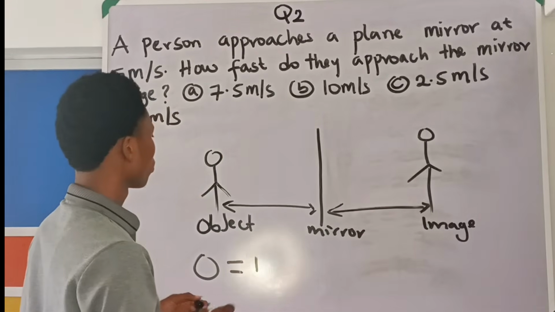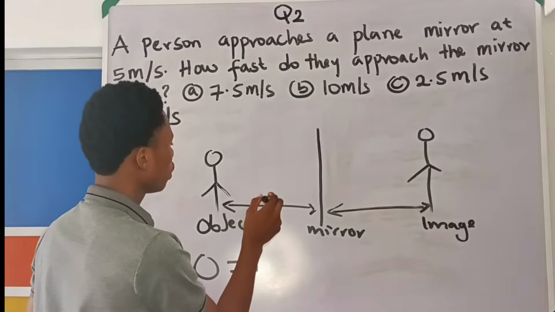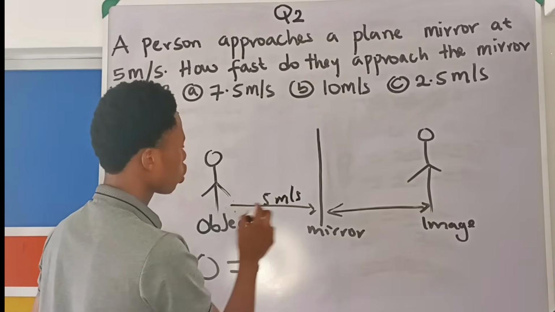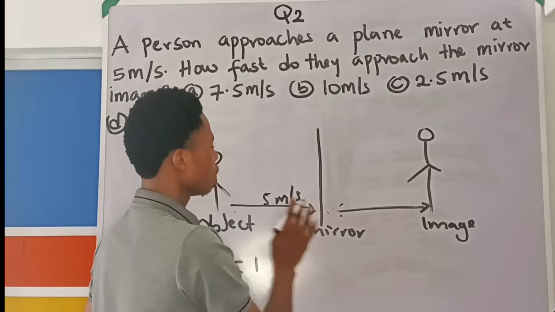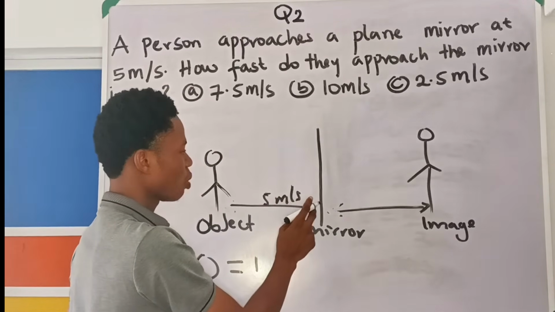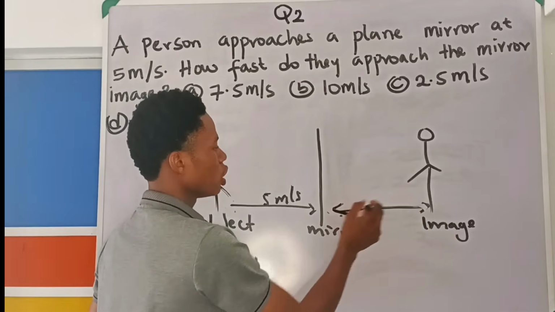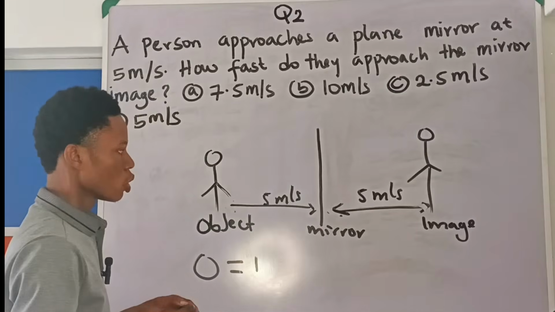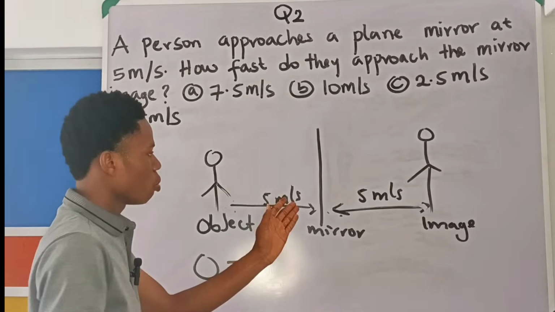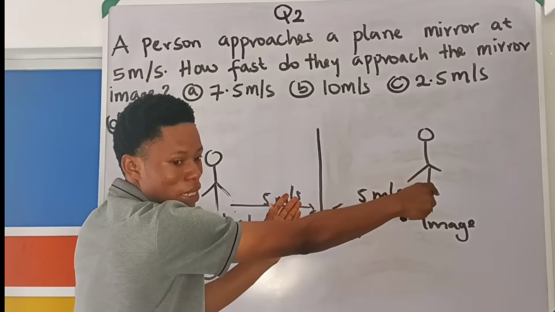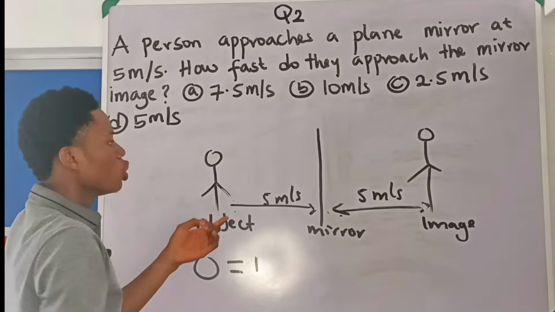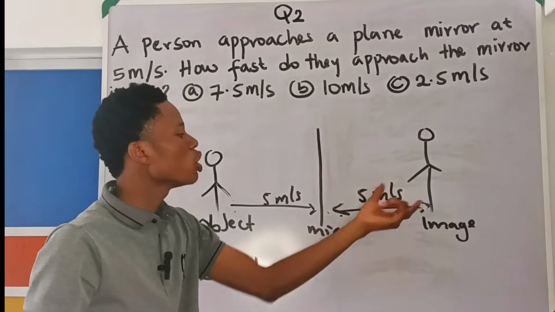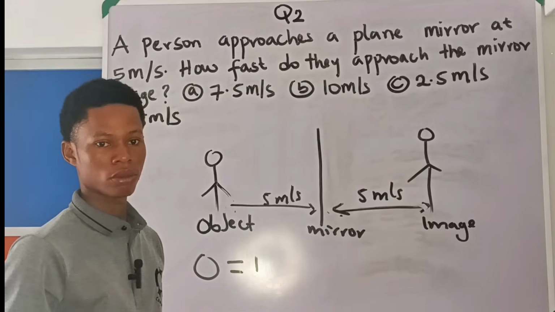Now, this person is walking towards this point at 5 meters per second. And you agree with me that if this one is walking at 5 meters per second, the image will still be walking at 5 meters per second towards this. So since this one is coming and the image is not static, is not standing in a place, it is also moving, you see that this person, the object, will approach the mirror image 2 times faster.